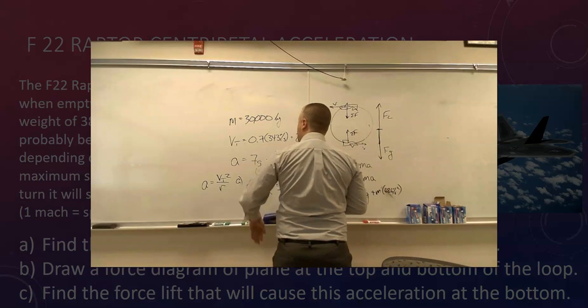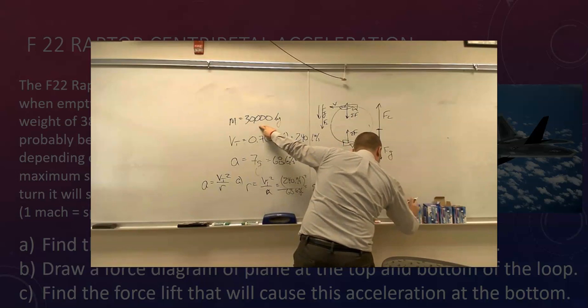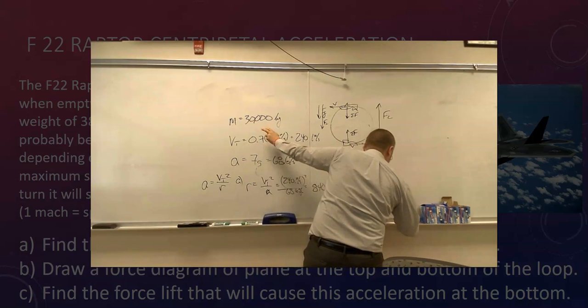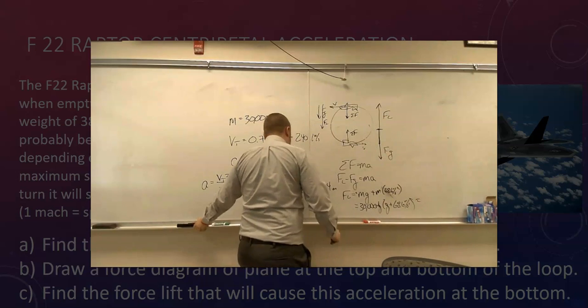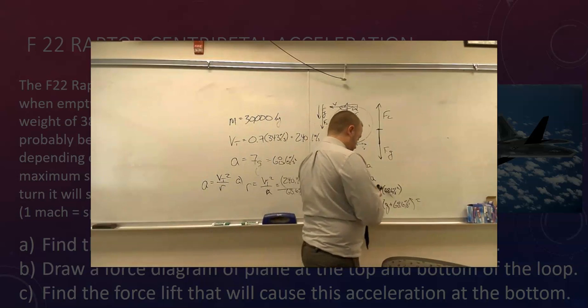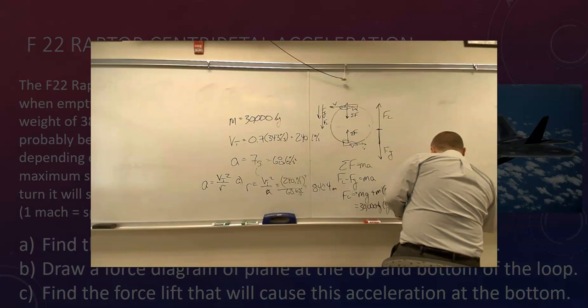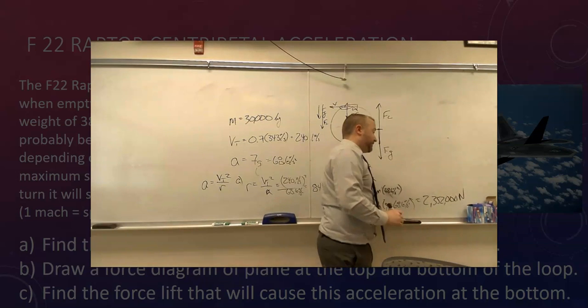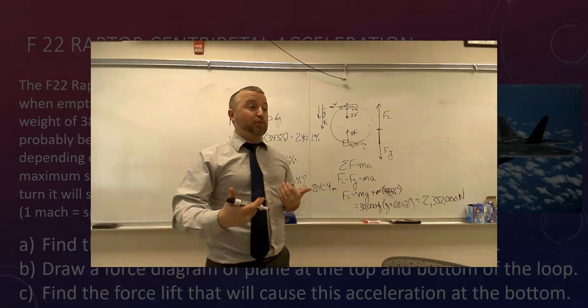And that should be, what, 30,000 kilograms times g plus, I'm factoring out the 30,000 here, plus that 68.6 meters per second squared. And we get a force of 1,000 times 9.8 plus 68.6. It is 2,352,000 newtons.